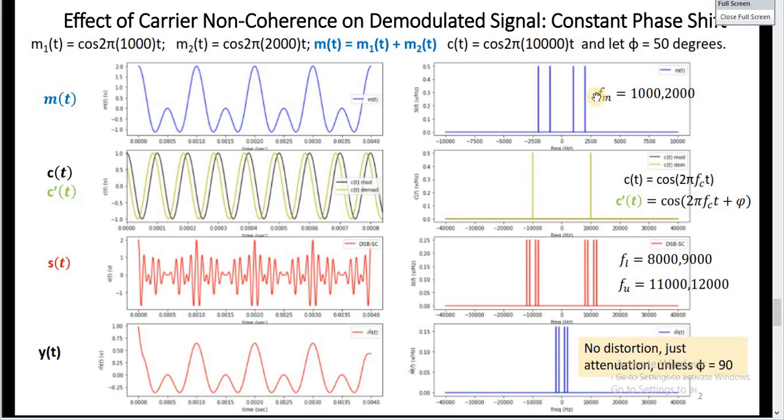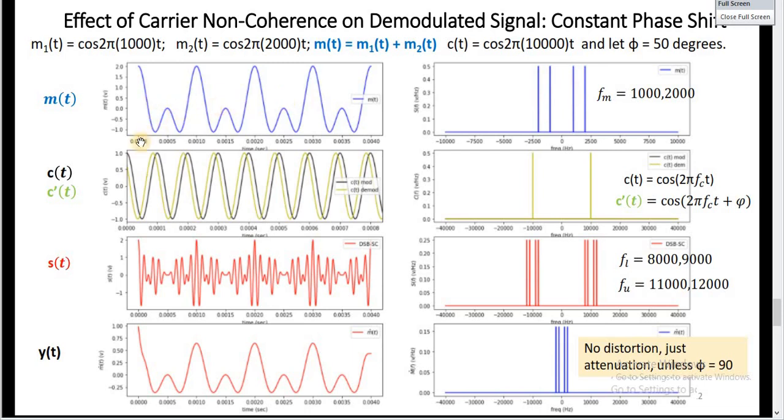This is the message signal in the time domain. In the frequency domain, for each cosine there are two impulses. So we have one impulse at 1000 hertz, at minus 1000 hertz, 2000 hertz, and minus 2000 hertz. So this is the spectrum of our message signal. The message consists of two harmonic components.